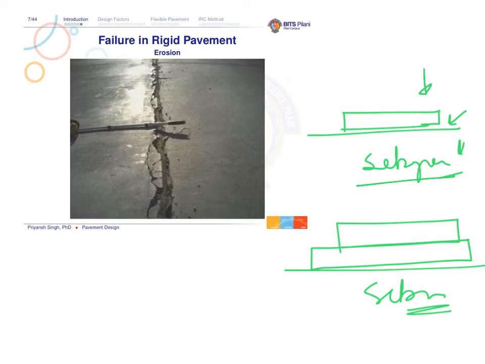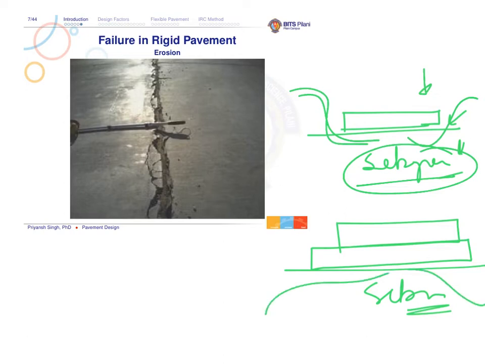The reduction in the subgrade strength can occur because of the erosion of soil present in subgrade. If this soil is eroded because of the rain or water, the strength of subgrade may decrease. Here also, if this soil is eroded, the strength of the pavement will decrease. So this is also taken as a pavement design criterion. So in case of rigid pavement, there are two types of failure mechanism. One may happen because of the fatigue and second may happen because of the erosion.